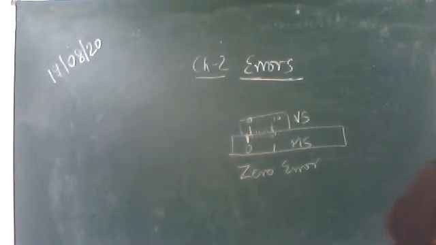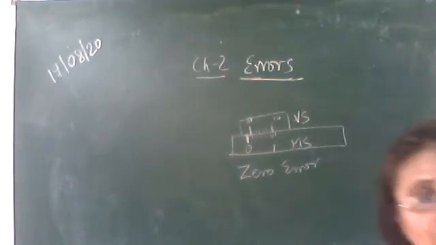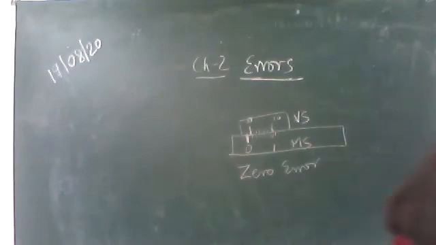Like systematic errors, the cause is known and hence it can be minimized. But random errors, they occur by chance. So such type of irregular errors, we call random errors.